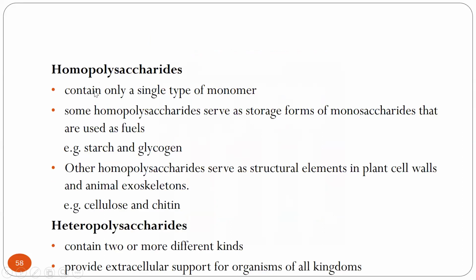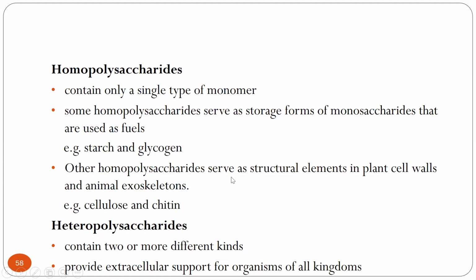So I have already mentioned that examples of homopolysaccharides contain only a single type of monomer, in this case a single type of monosaccharide. Some homopolysaccharides usually serve as storage forms of monosaccharides that are used as fuels. Examples are starch and glycogen. Later, we'll look at the structure of starch and glycogen. I think you're already familiar with them. Most of the time, we are eating starch from plant sources.